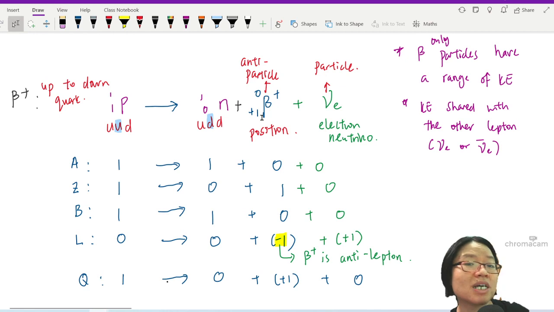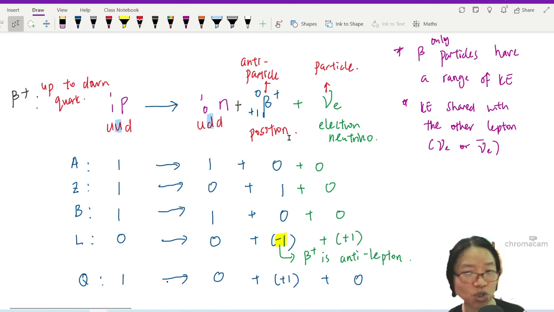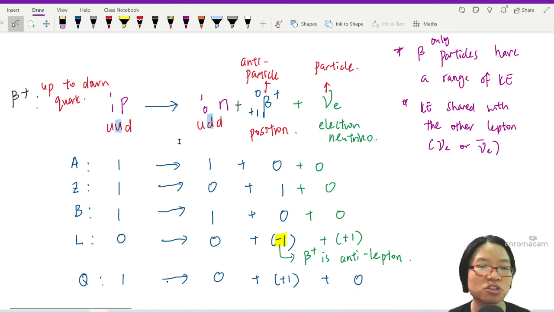And alpha tend to be alone or with gamma, and gamma has no mass, so it can't share the kinetic energy. So only beta has an equivalent sister particle, which is the neutrino, to share the kinetic energy. Okay.